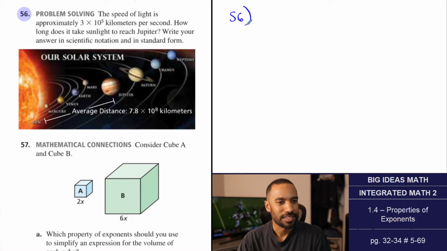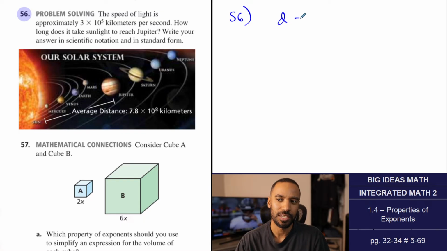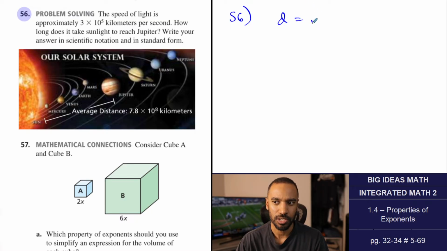Okay, speed of light is 3 times 10 to the fifth kilometers per second. How long does it take sunlight to reach Jupiter? So that's speed, and then we have distance. So if you know, rate is distance over time, so distance is rate times time.